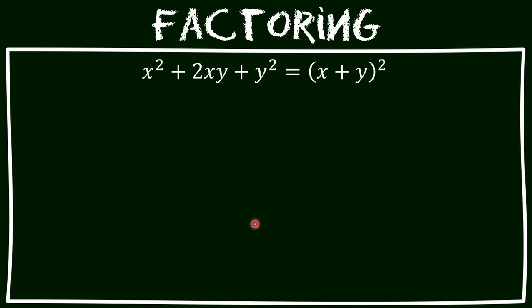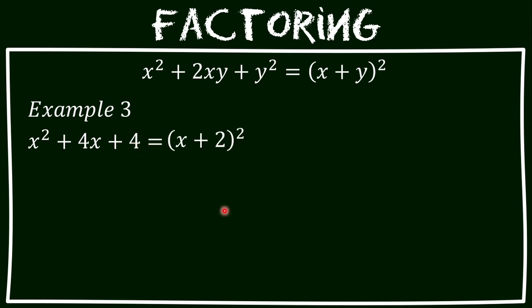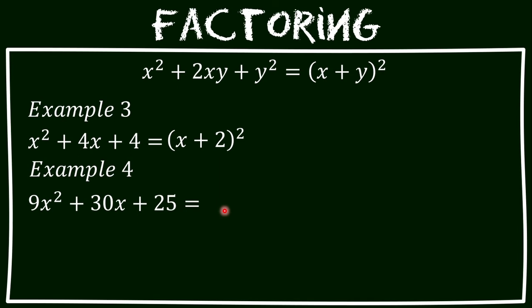Yes, and we have another example, example number 3. That's x squared plus 4x plus 4. The square root of x squared is x, the square root of 4 is 2. So x plus 2 squared. And then we have 9x squared plus 30x plus 25. The square root of 9x squared is 3x. The square root of 25 is 5. So we have 3x plus 5 squared.